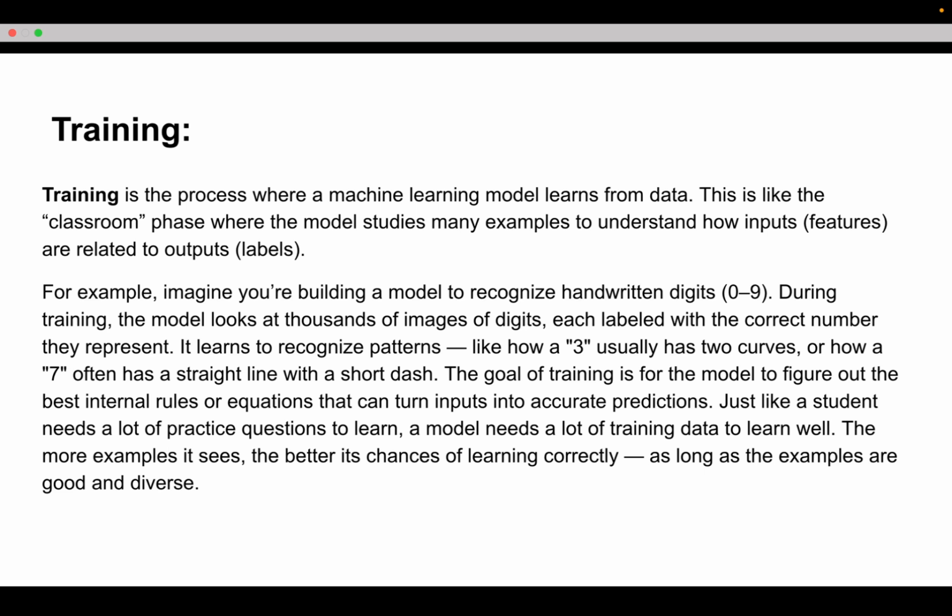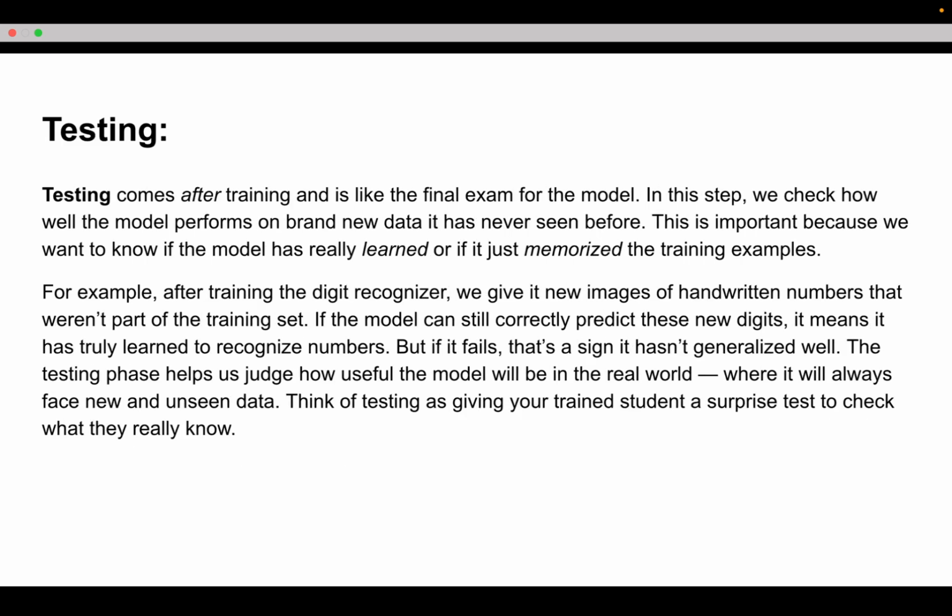The more examples it sees, the better its chances of learning correctly, as long as the examples are good and diverse. Now, testing. Testing comes after training and is like the final exam for the model. In this step, we check how the model performs on brand new data that it has never seen before. This is important because we want to know if the model has really learned or if it just memorized the training examples.